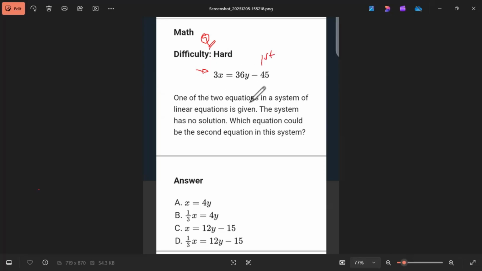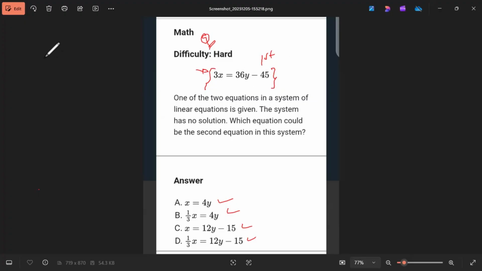They say one of the two equations in the system of linear equations is given. So that means they have another one that makes this equation 2. So the system has no solution. Which of the equations could be the second equation in this system? Is it this one? Is it this one? Which of them could be the second equation that would make this system have no solution?